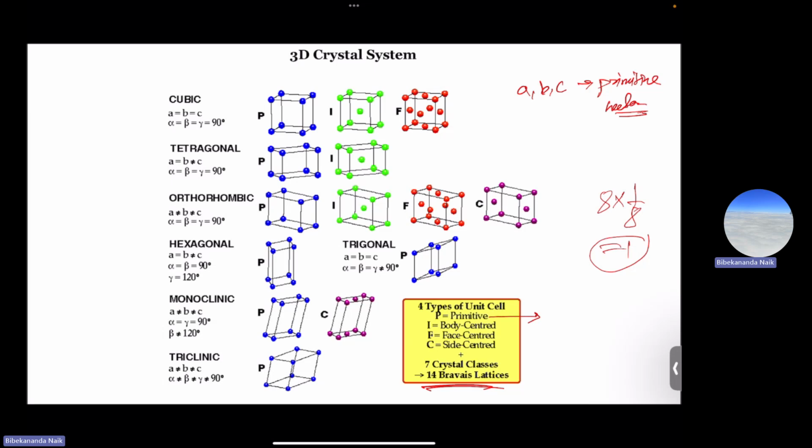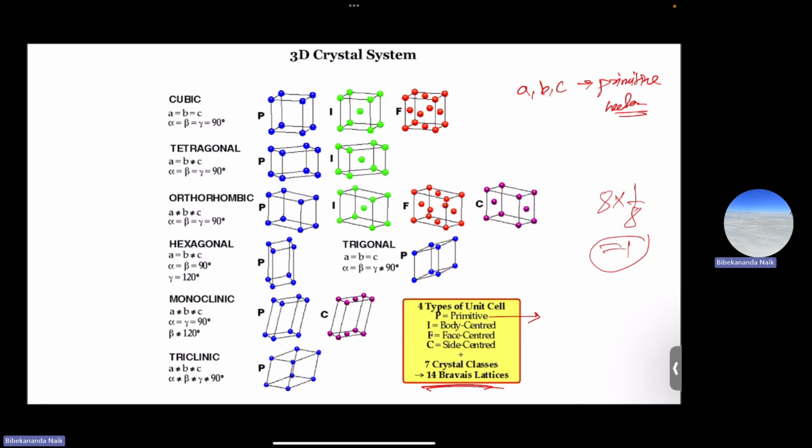Then body centered, face centered, and side centered or end centered. So in case of cubic, this is primitive, body centered, and face centered. In case of tetragonal, they are only primitive and body centered. In case of orthorhombic, we have all four types of Bravais lattice: primitive, body centered, face centered, as well as side centered or end centered. In case of hexagonal, we have only primitive. In case of monoclinic, we have primitive as well as side centered. And in case of triclinic, we have primitive, and in case of trigonal, we also have only primitive units.